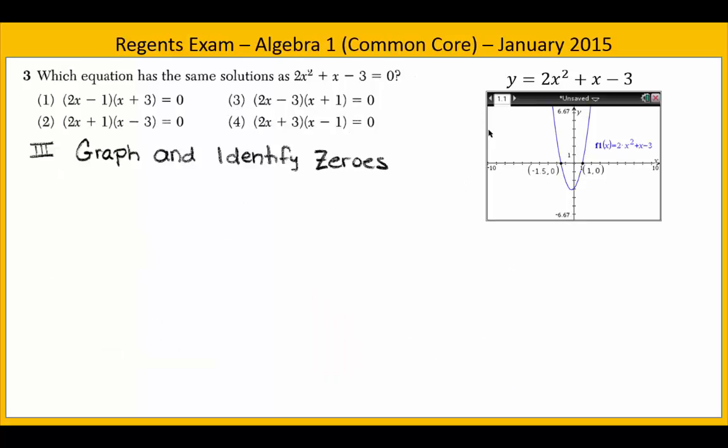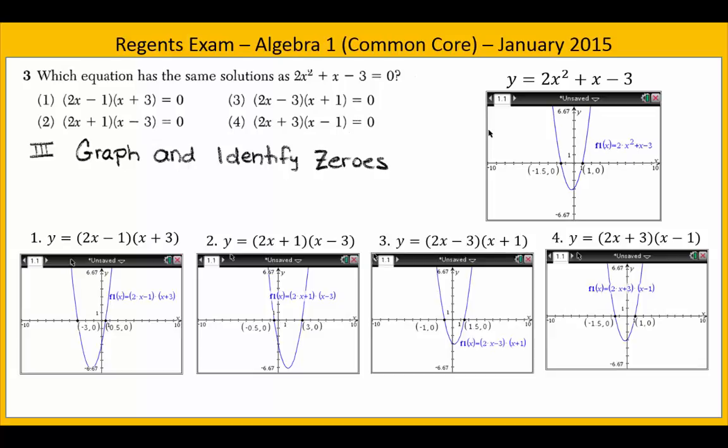Another option is to look at the graph of y equals 2x squared plus x minus 3 and identify the zeros, or the solutions to the equation. We see that we have a 0 at x is -1.5, and we have a 0 at x is 1. Which other equation has the same zeros? We can look at the graphs. Look carefully, and we see that we have the same zeros for choice 4 at -1.5 and at x equals 1. And so choice 4 has the same solutions as the given equation.